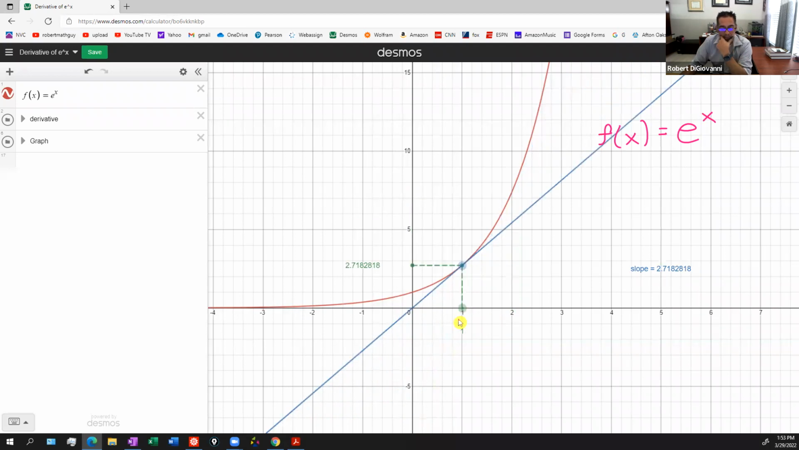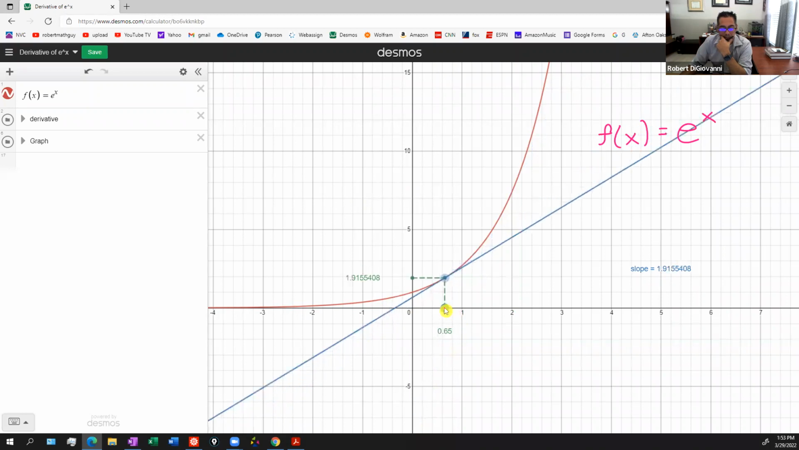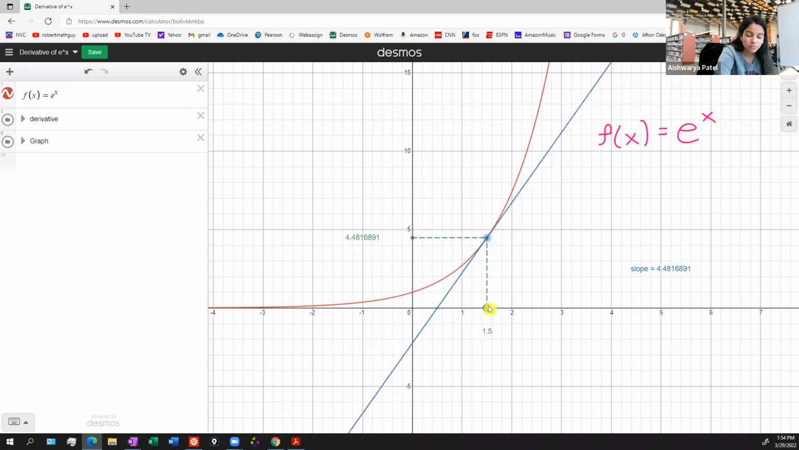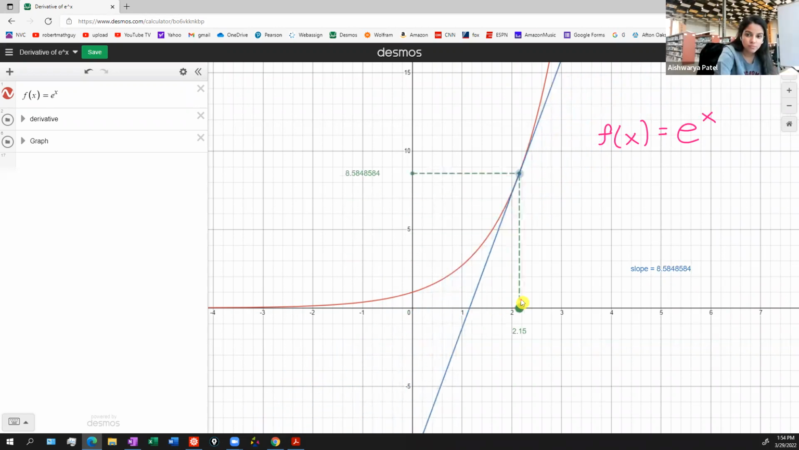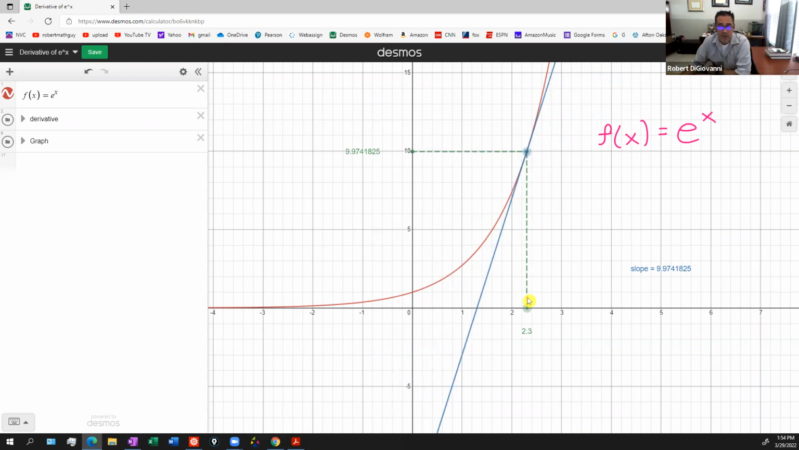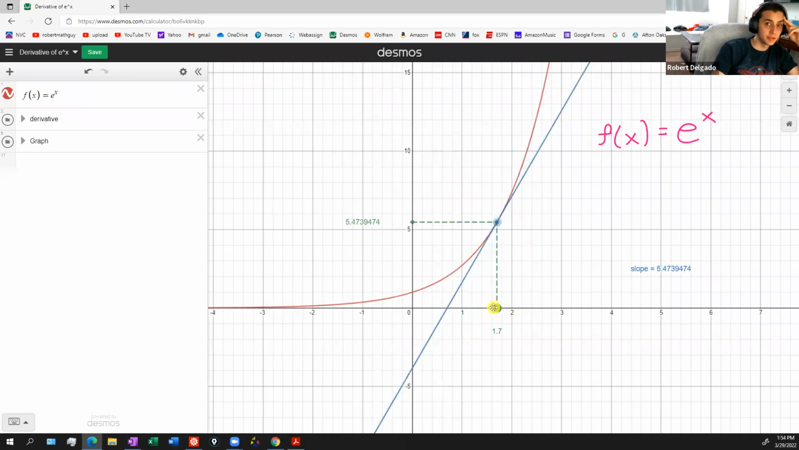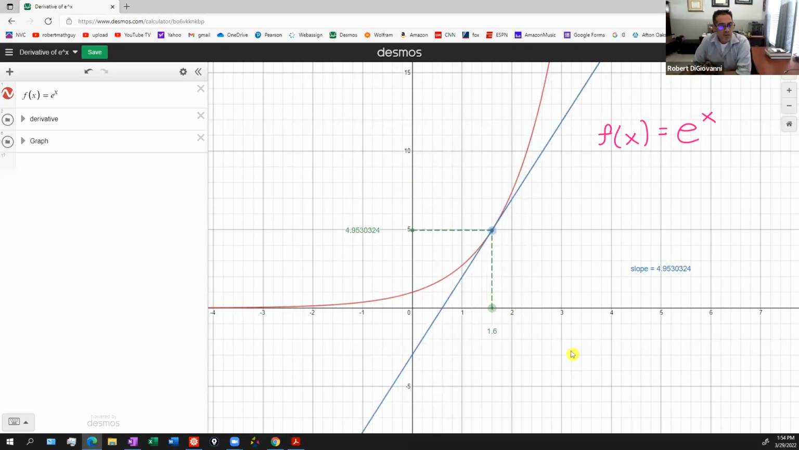Who sees it? Anyone see it? What's really interesting is that the slope and the value of the function are the same. Look, this number means how high that point is off the ground. The height of that point is equal to the slope of the tangent line.